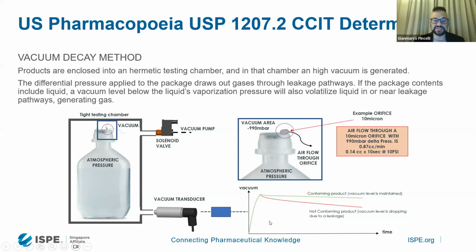If you look at the graph, here we have the green graph that represents the constant behavior of the vacuum outside of the container, characteristic of conforming product. Then you have the red one that is decaying constantly because there is an airflow that is constantly coming out of the product.